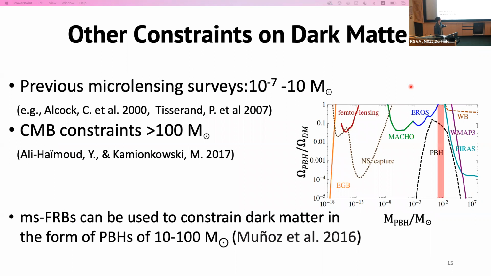In the past, there are other constraints on dark matter, like previous microlensing surveys. They constrain the mass range of 10 to the -7 to 10 solar masses. Also CMB constraints larger than 100 solar masses. For fast radio bursts, they are in milliseconds. They can be used to constrain dark matter in the form of primordial black holes of 10 to 100 solar masses, which is this red region here.